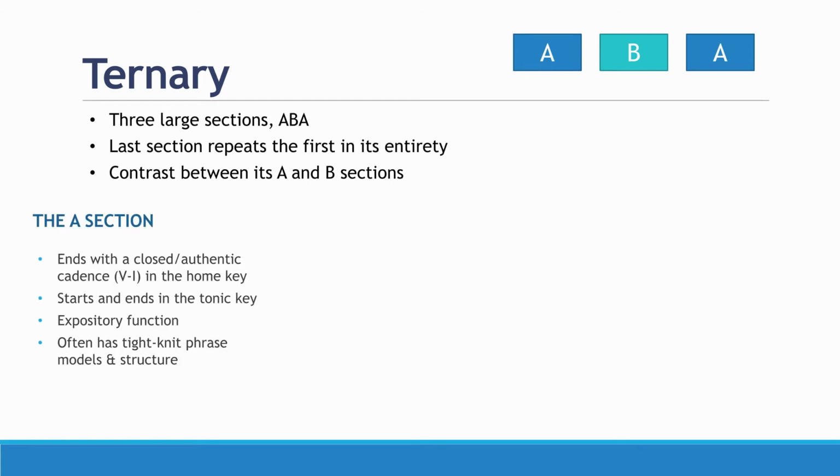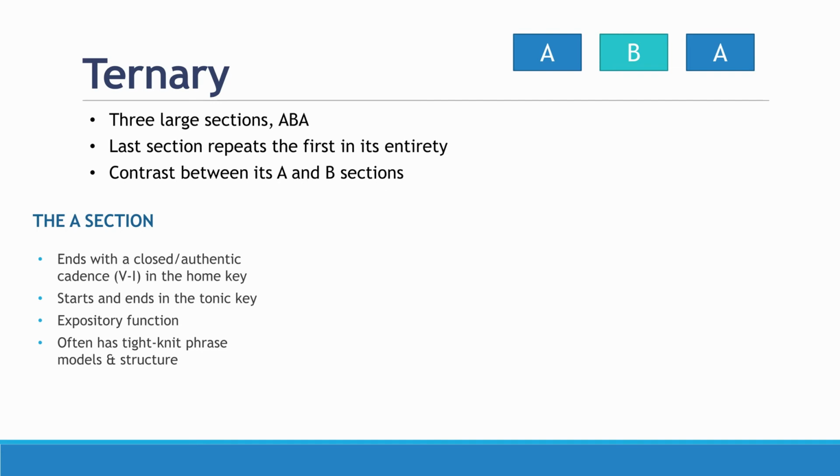The A section will end with a closed or authentic cadence in the home key. And this is different, right? We talked about in the 2 binary form types that typically that cadence of ending the A section was going to be dominant-ish in some kind of way. But in ternary, that's very different. It's going to end on 1. Ternary A sections are going to start and end in the tonic key, in other words, the home key. They're not going to have a modulation that stays, although you can have a temporary modulation in the middle.